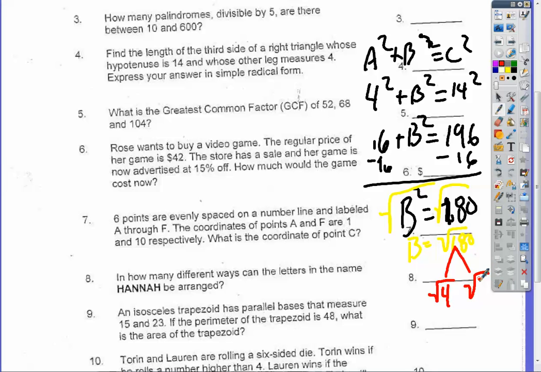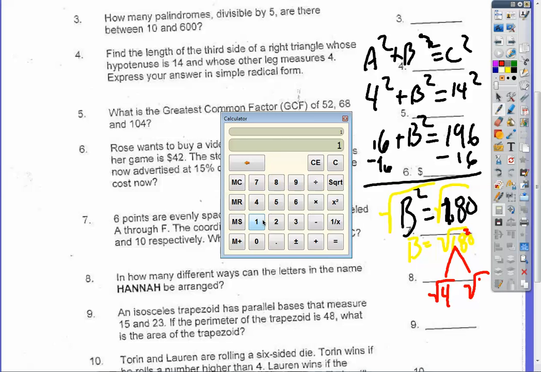4 times 4 is 16. I'm not doing that right, which is somewhat embarrassing, but oh, come on. 180 divided by 4. There we go, 45, right? So it's 45. I wrote a 1. Silly me. So then, what goes into 45 that's a perfect square? Well, I know 5 goes in, but that doesn't help. 5 times 9. 9 is a perfect square.